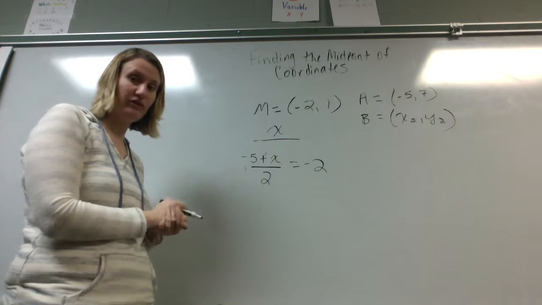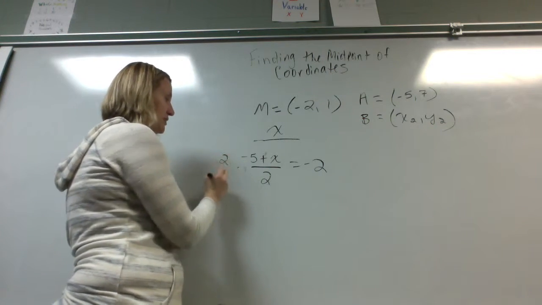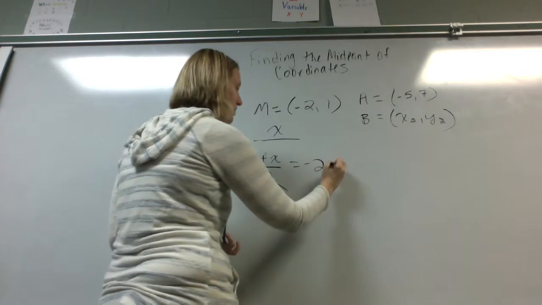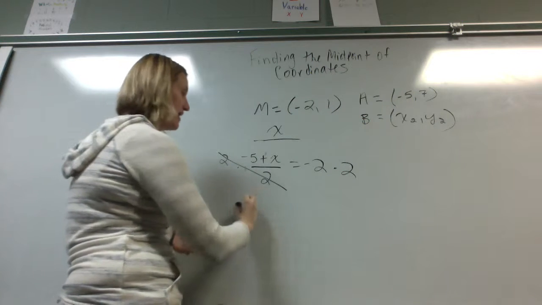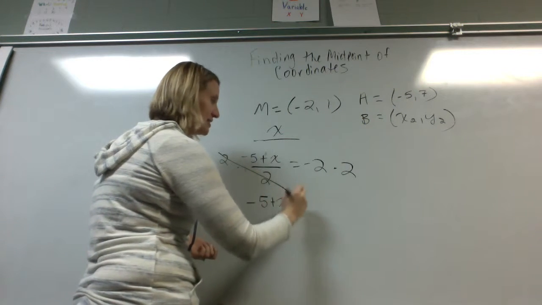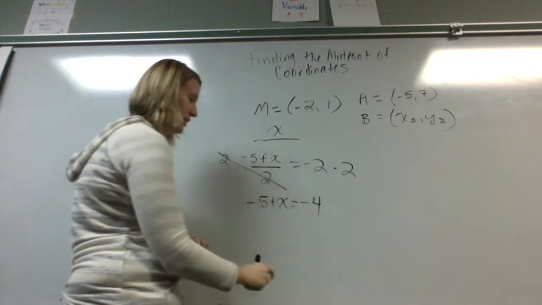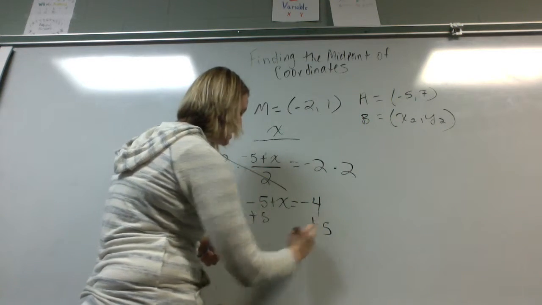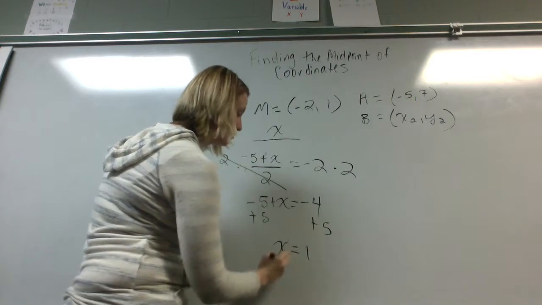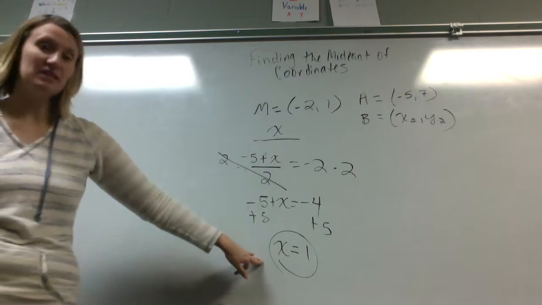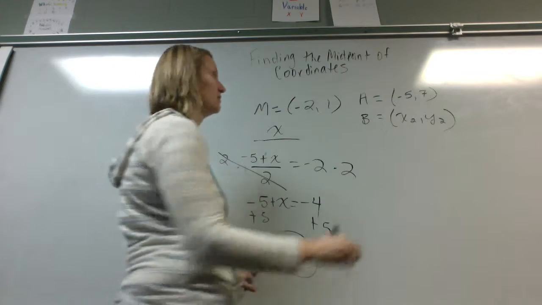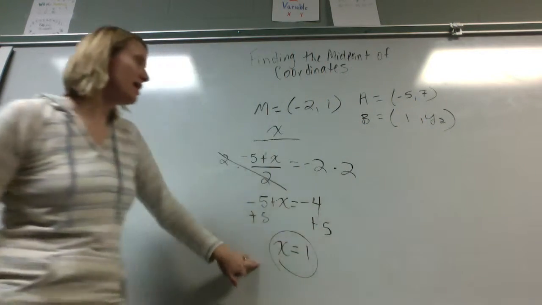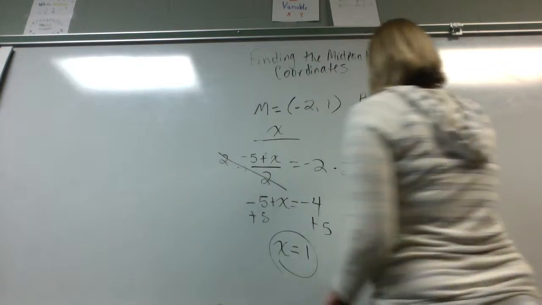Order of operations in reverse. I'm going to multiply by 2 to cancel out the division of 2. Of course, balance my scale. Whatever I do to one side, I do to the other. I now have -5 plus x equals -4. Now, to get rid of the addition, I add the opposite. Add a +5 to each side, and the x value is 1. So the x value of my missing coordinate is 1. Now I need to find the y value of my missing coordinate.